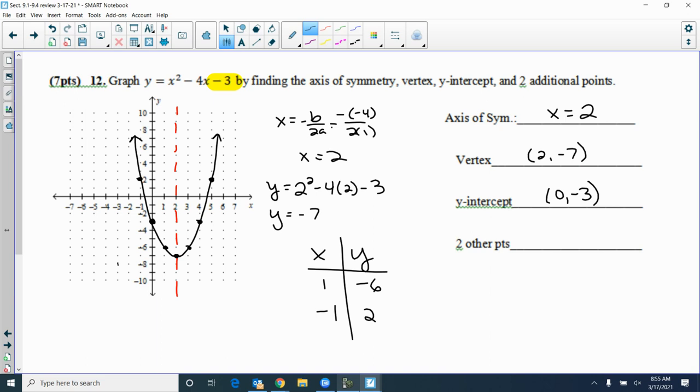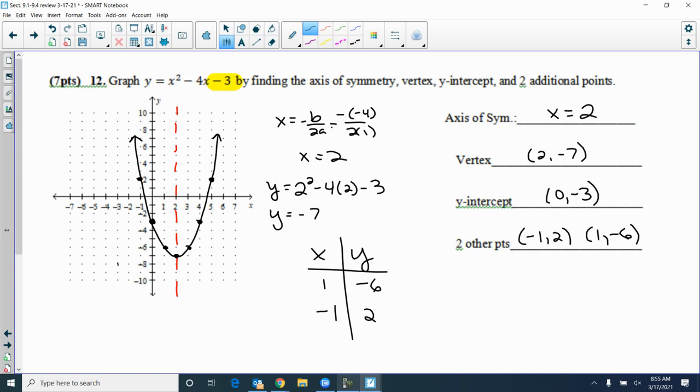And then you should have that. Now, the 2 other points, I know I got them in my chart. I need to list them as -1, 2, and 1, -6. I really wouldn't care which one you listed first. That's not that big a deal. So we got those. Put those right there. Yep, so you got those. All right, once you got that one, you do number 13, so you can do the whole thing.